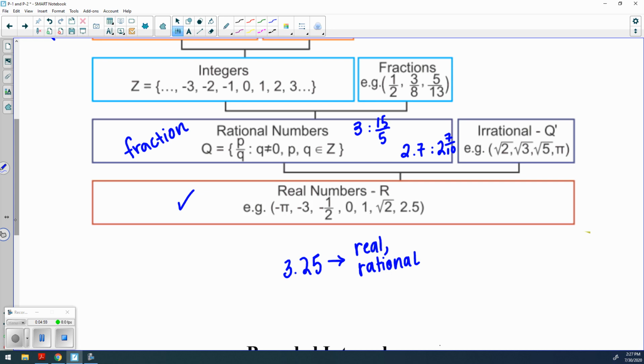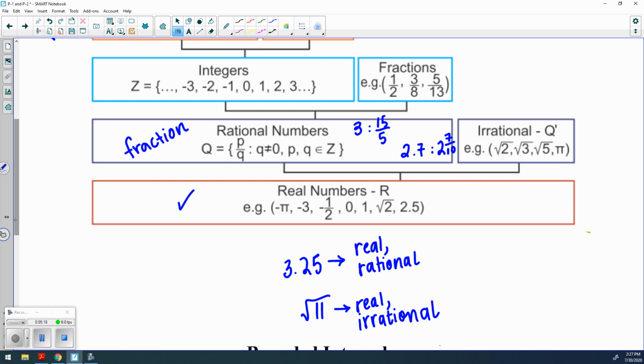Okay, how about the square root of 11? Well, the square root of 11 would be real. It's going to be irrational, though, because I could estimate what the square root of 11 is, but we don't have an actual number for the square root of 11. So the square root of 11 is going to be real, comma, irrational.